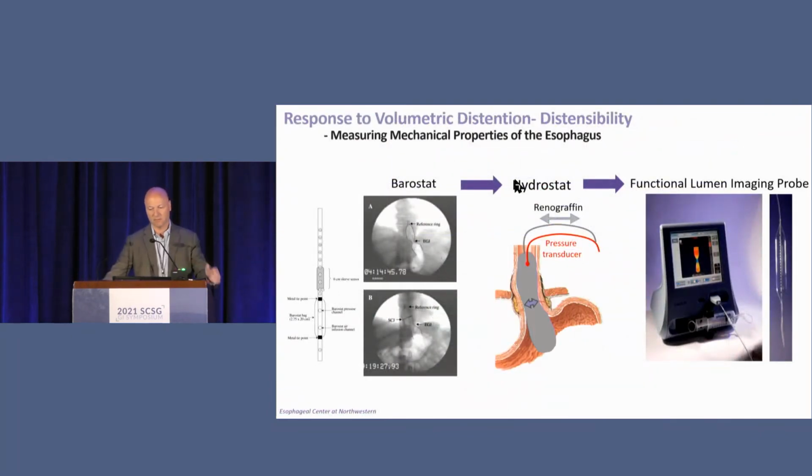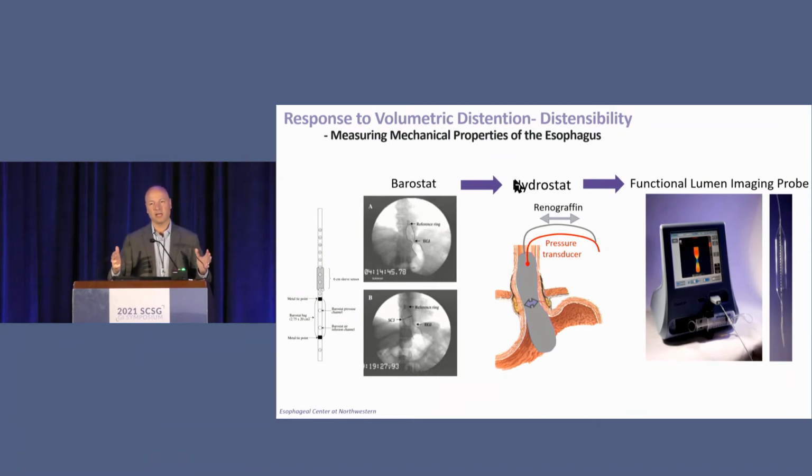And this is actually the functional lumen imaging probe. And I like to talk about this technology because I've been working on a similar device since 2001. So the first iteration of the FLIP, which is the functional lumen imaging probe, was actually a modified barostat, where I would sit in the fluoroscopy suite, put a barostat into people's esophagus, put my foot on the fluoro pedal, have them swallow barium, and take images.